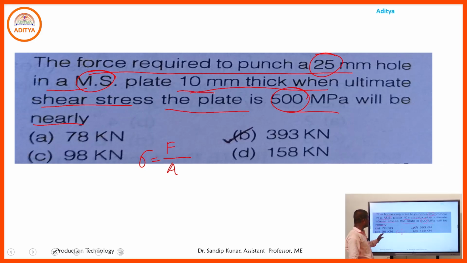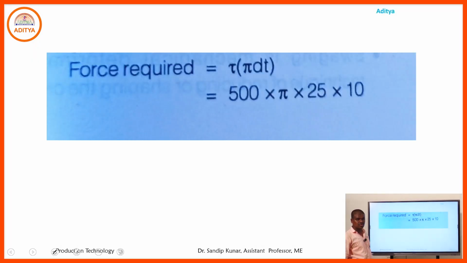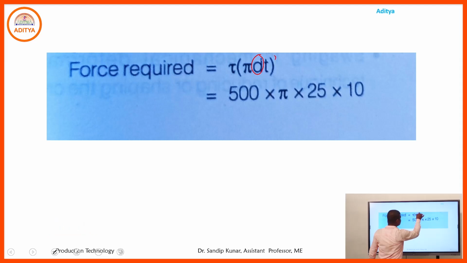So what will be the force required? Using the formula, force required equals tau into pi d t. Tau means shear stress, d means diameter of the punch hole, t means thickness of the plate. So 500 megapascal is the shear stress, pi into d, where d is the 25 millimeter hole, and 10 is the material thickness. Using that formula and calculation we get the force required.